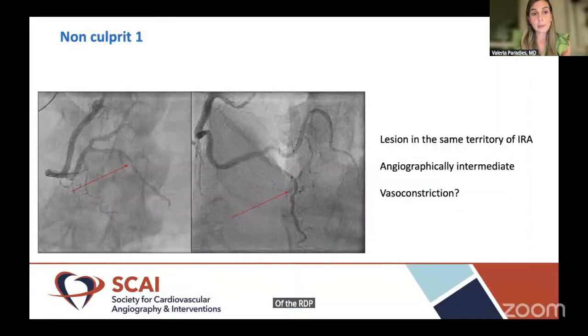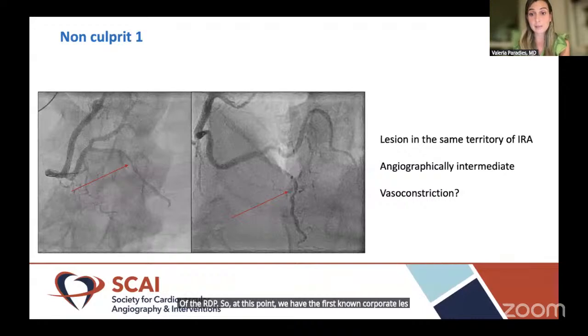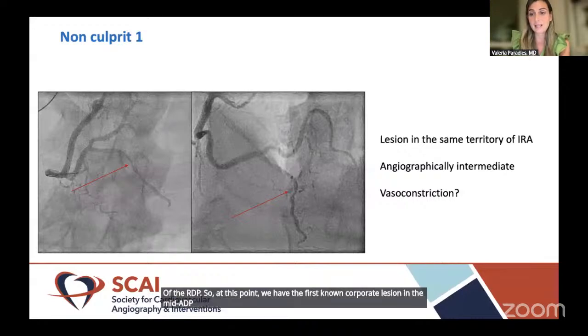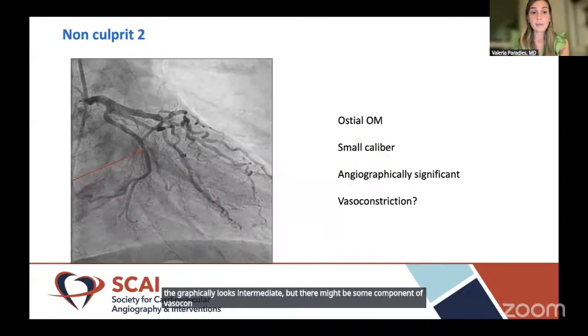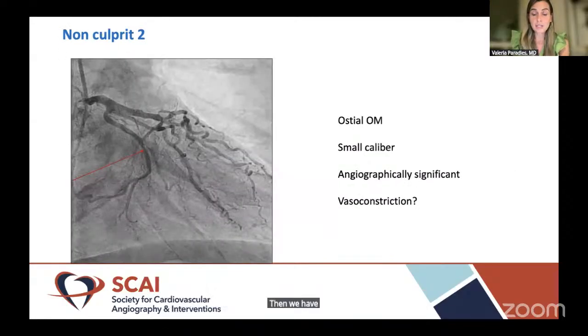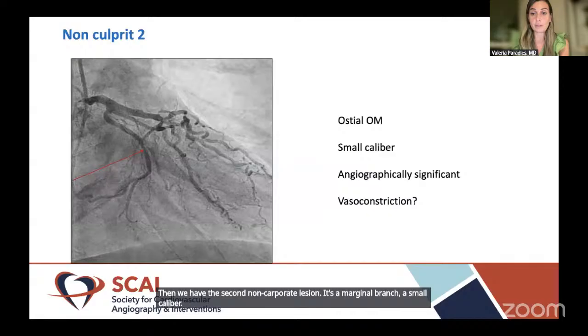So at this point, we have the first non-culprit lesion in the mid RDP, in the same territory as the culprit vessel. Angiographically it looks intermediate, but there might be some component of vasoconstriction. Then we have the second non-culprit lesion. It's a marginal branch, a small caliber at the ostium of this branch.